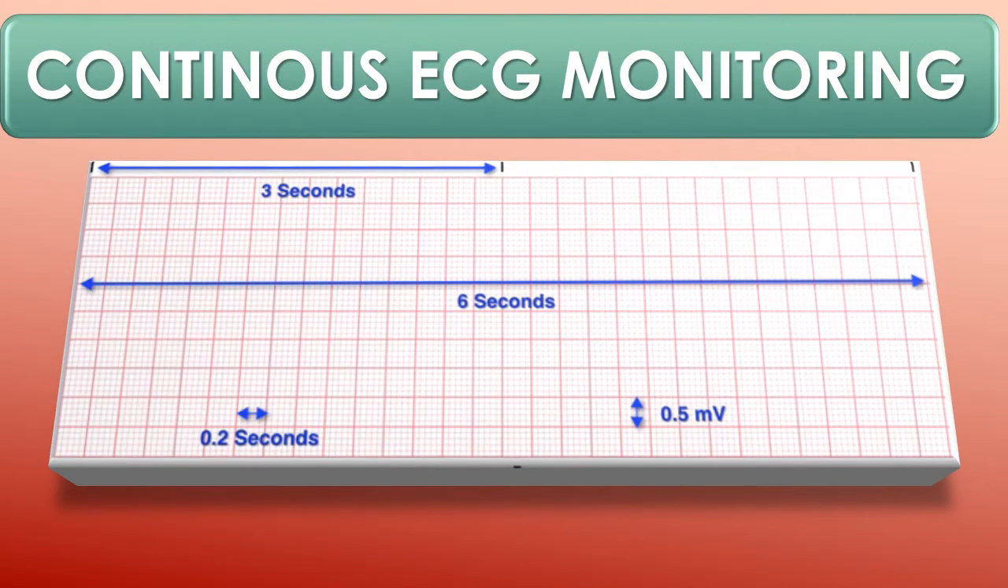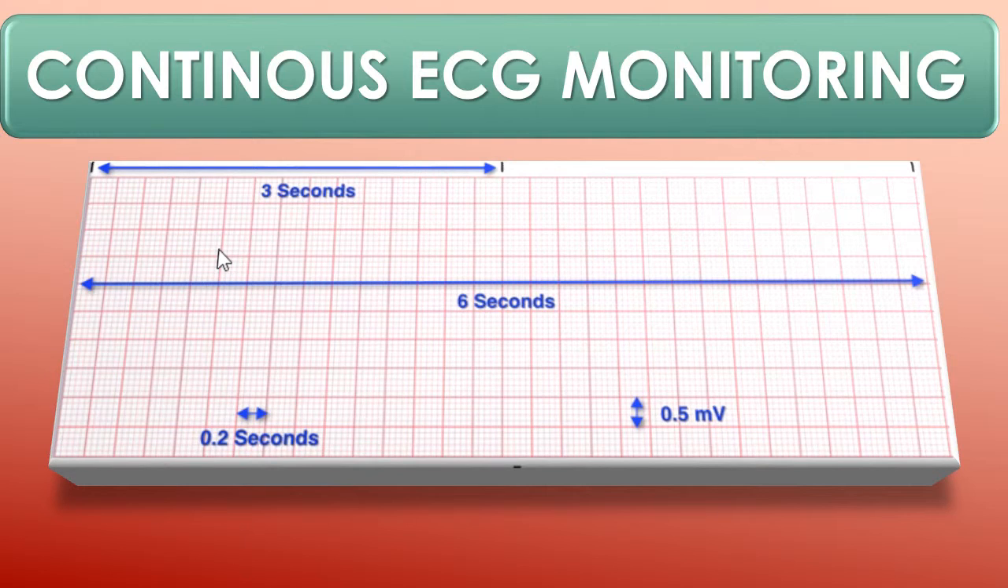Now, let us talk about time on an ECG strip. ECG strips are printed on graph paper, like this one right here. Time is measured on the horizontal axis. Each small block, itty bitty tiny little block there, equals 0.04 seconds.